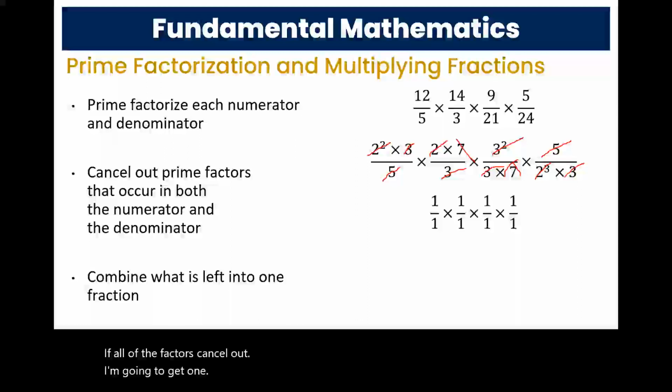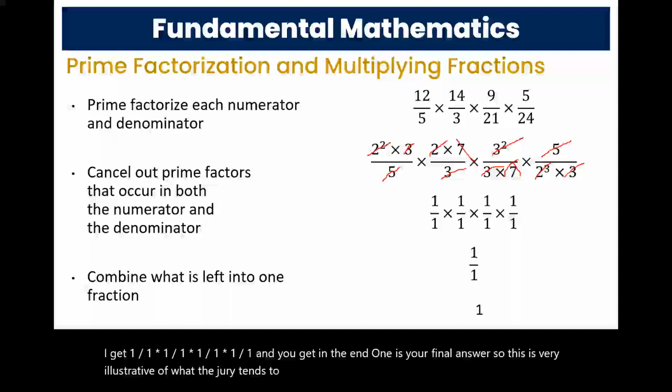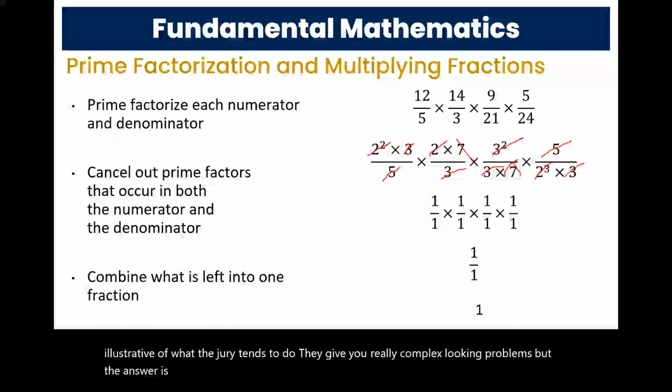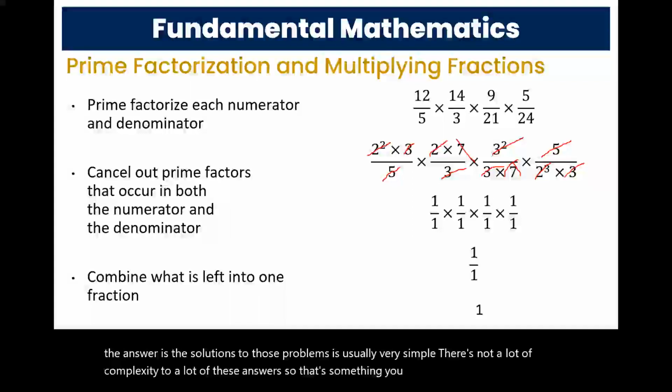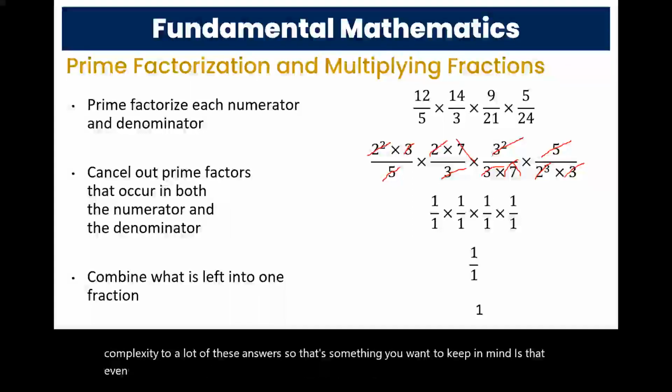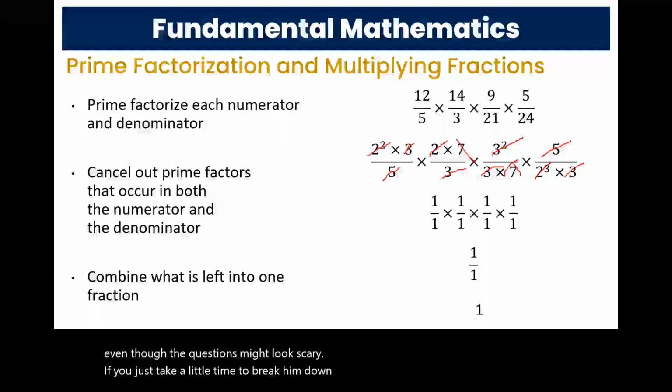I get 1 over 1 times 1 over 1 times 1 over 1 times 1 over 1, and in the end, 1 is your final answer. So this is very illustrative of what the GRE tends to do. They give you really complex looking problems, but the solutions to those problems are usually very simple. There's not a lot of complexity to a lot of these answers. So that's something you want to keep in mind: even though the questions might look scary, if you just take a little time to break them down into their parts, they're generally not that bad.